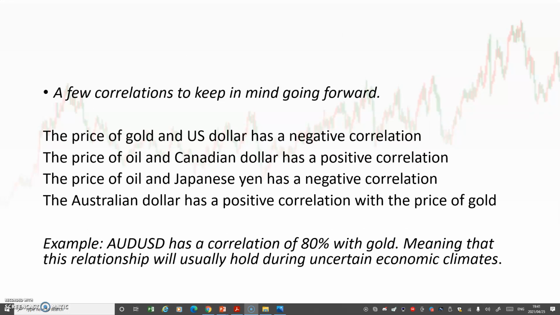There are a few correlations to keep in mind. The price of gold and the US dollar have a negative correlation. The price of oil and the Canadian dollar have a positive correlation because they export oil. The price of oil and the Japanese yen, negative correlation. The Australian dollar has a positive correlation with the price of gold. Or the USD has an 80% correlation with gold, meaning that the relationship will usually hold during uncertain economic climates. So the charts will move similarly about 80% of the time.